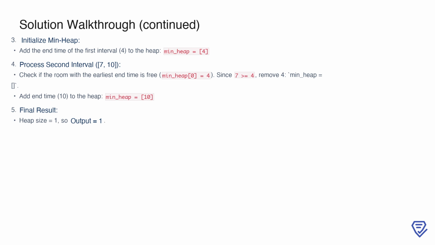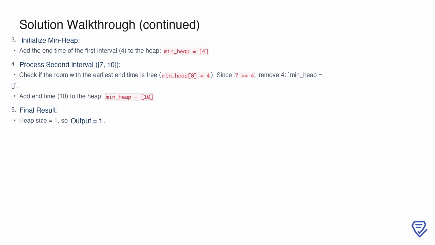Next, we process the second interval, [7, 10]. We check if the room with the earliest end time, 4, is free. Since the start time 7 is greater than or equal to 4, the previous meeting has ended, and we can reuse the room. We remove 4 from the heap and add the end time 10 of the current interval. The heap now contains 10, representing the ongoing meeting. At the end of processing all intervals, the heap size is 1, which means we only need 1 meeting room. This example illustrates how the min heap efficiently helps us track and allocate meeting rooms based on room availability.